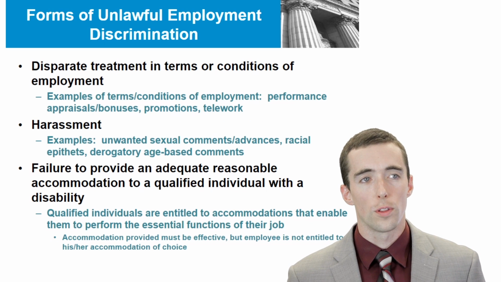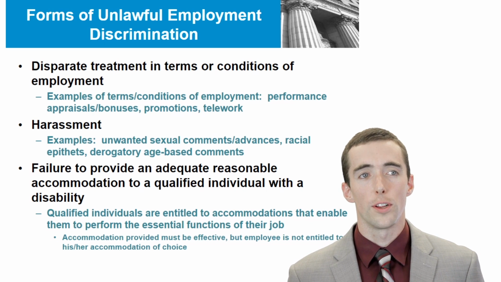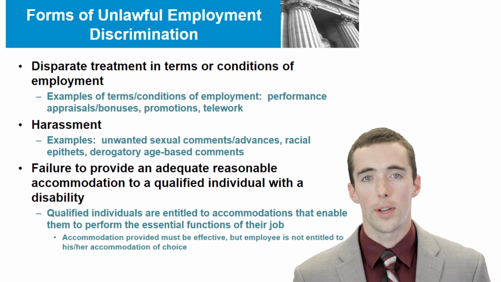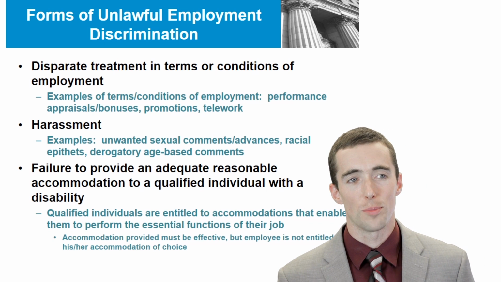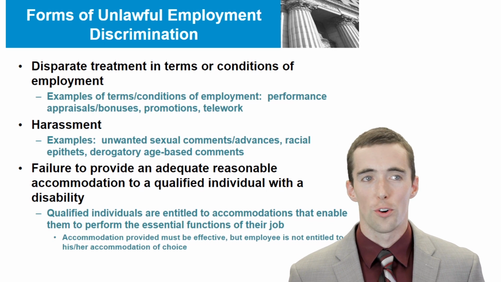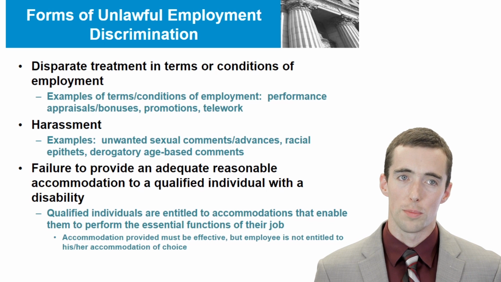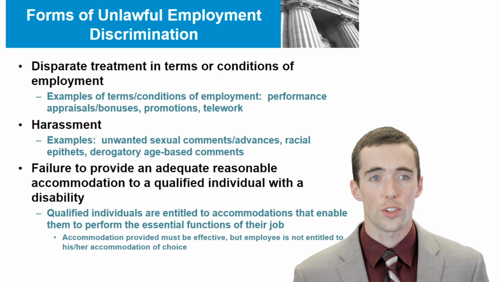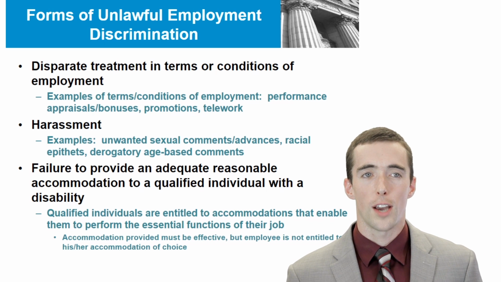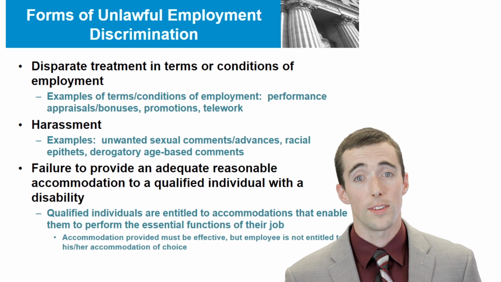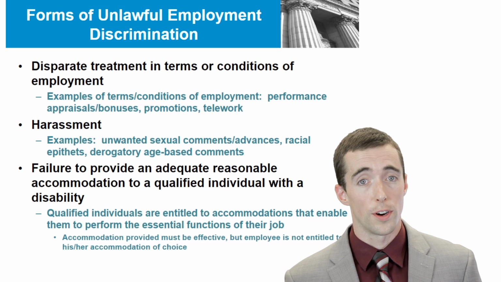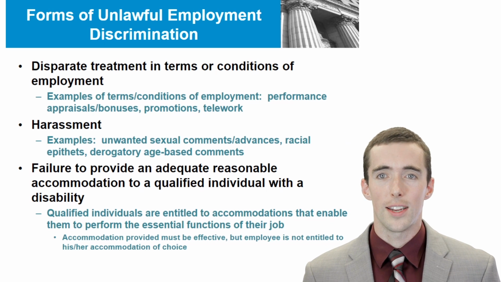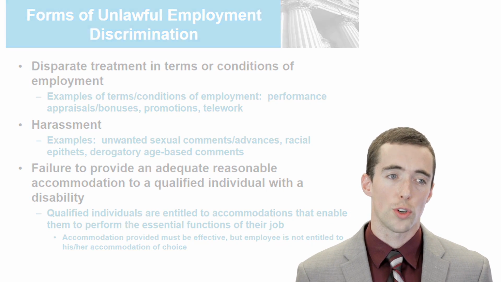A third form of unlawful employment discrimination is the failure to provide an adequate, reasonable accommodation to a qualified individual with a disability. By federal law, qualified individuals with disabilities are entitled to accommodations that enable them to perform the essential functions of their job. The accommodation provided must be effective in assisting the employee to perform the essential functions, but the employee is not necessarily entitled to the accommodation of his or her choice.